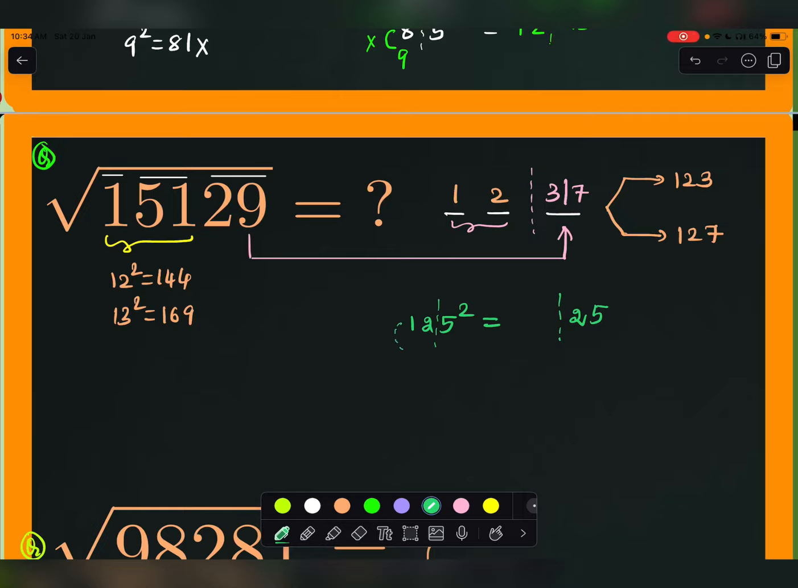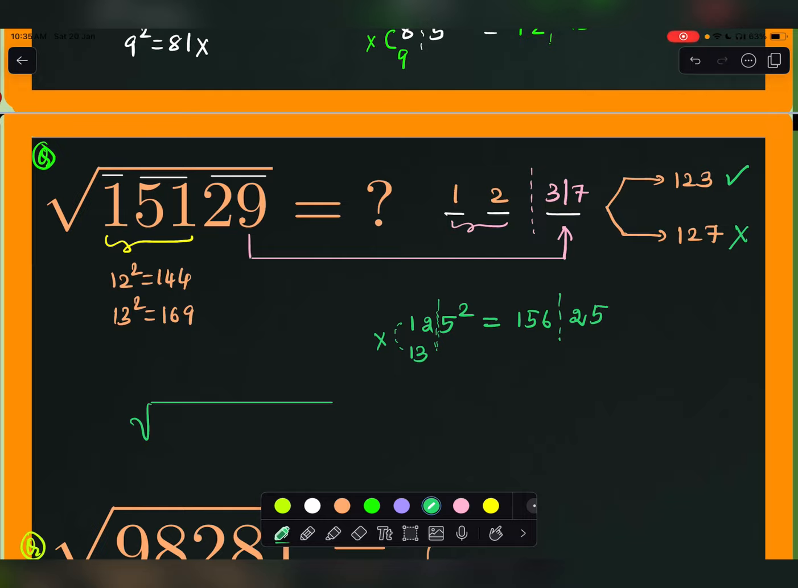How to get the leftmost part of this square? Multiply the number other than 5 by its next integer, right? After 12 we get 13. We multiply them. 12 times 13 is equal to how much? We will get 156. So therefore we can compare it to your number, right? Comparing the radicand value 15,129, which is clearly less than 15,625, your answer is what? 123, not 127, right?